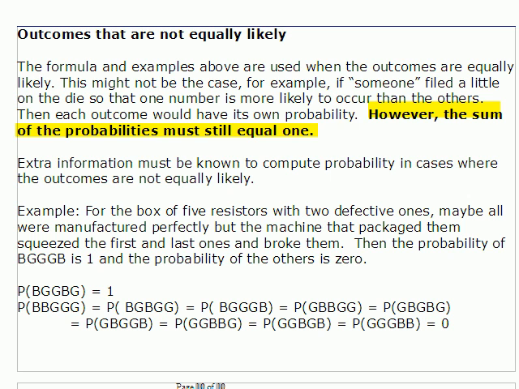Here's another example. Say you have that box of 5 resistors in it, and you know that 2 are broken. Let's say they were put in there, all the resistors were fine, but the machine that puts the box together squeezes them too much and breaks the first and the last one. Right, so the probability that the first and the last are broken is going to happen all the time because the machine is defective, so that's a 1. What happens to the probability of all the other occurrences? They have to be 0 because the sum of all these probabilities over the sample space has to be 1.